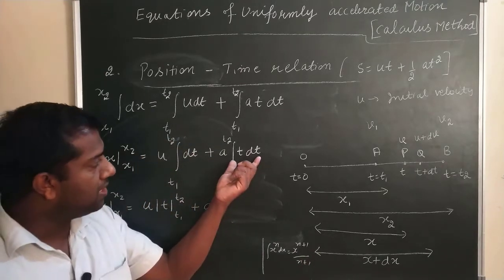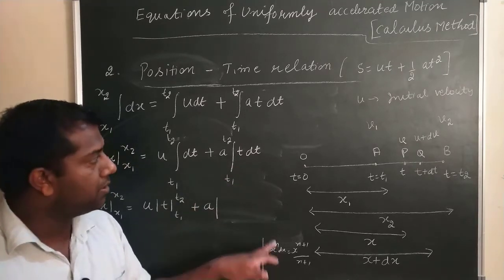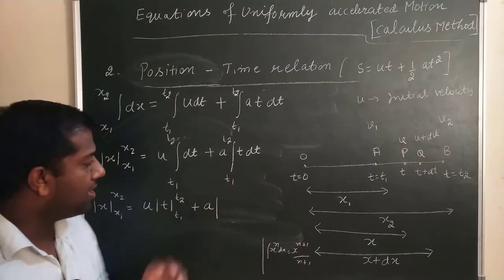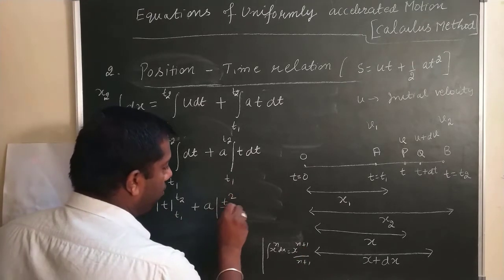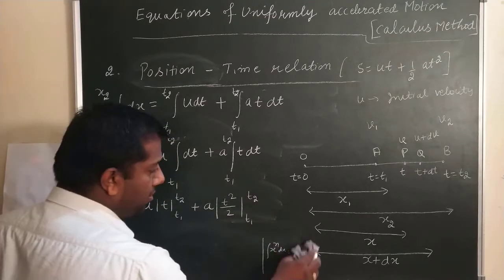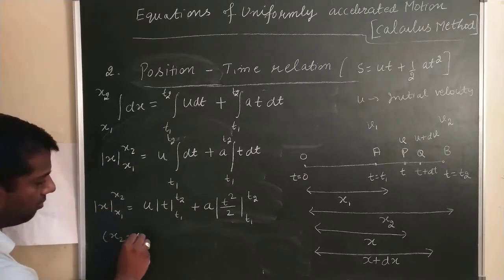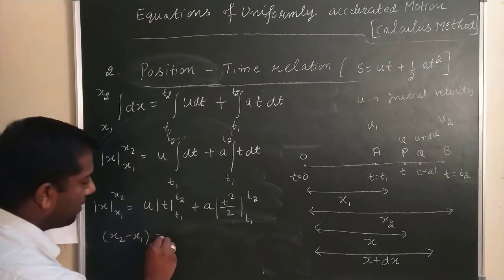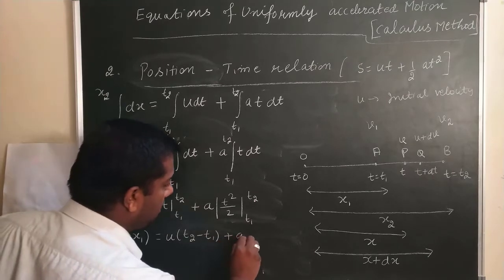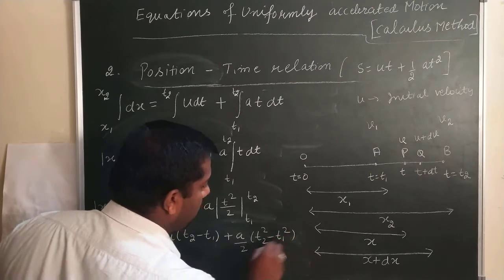If we compare this integration with this standard result, the power of t is 1. Clear? So we will increase the power by 1. So its answer will be t raised to power 2 by 2. This is t1 and this is t2. So now I will put the limits. Firstly we will put the upper limit, then we will put the lower limit. This is u(t2 minus t1) plus a by 2 into (t2 square minus t1 square).